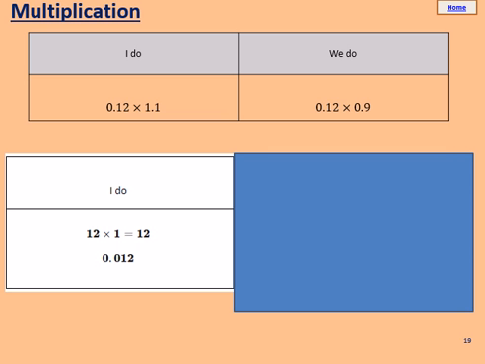Okay, so moving on to multiplying decimals now. So we have, for the first I do, 0.12 times 1.1. Now, yesterday we used our calculating skills to use one calculation to work out another. And that's what we're going to do with these decimals. So 0.12 times 1.1. Let's make that into an easier calculation.